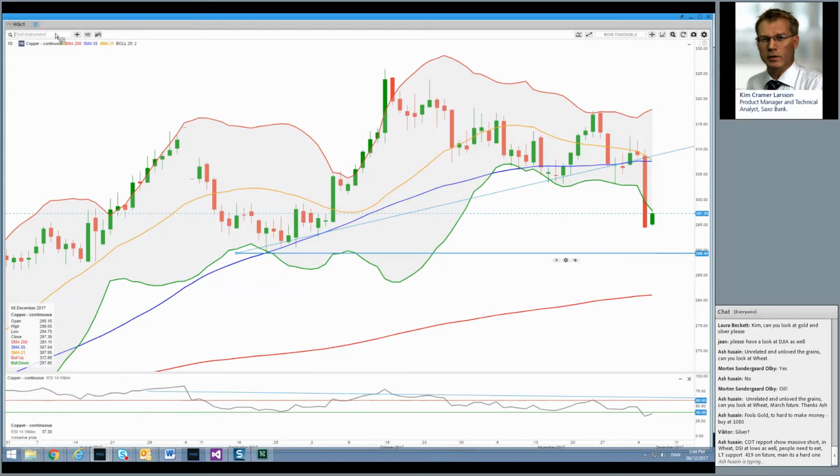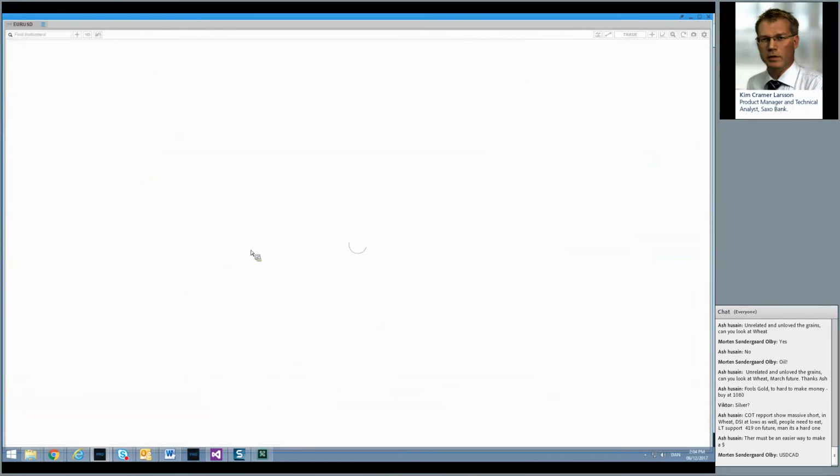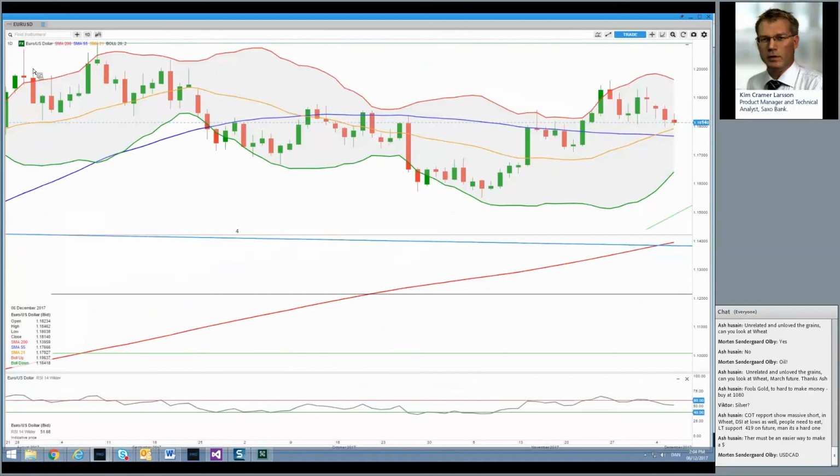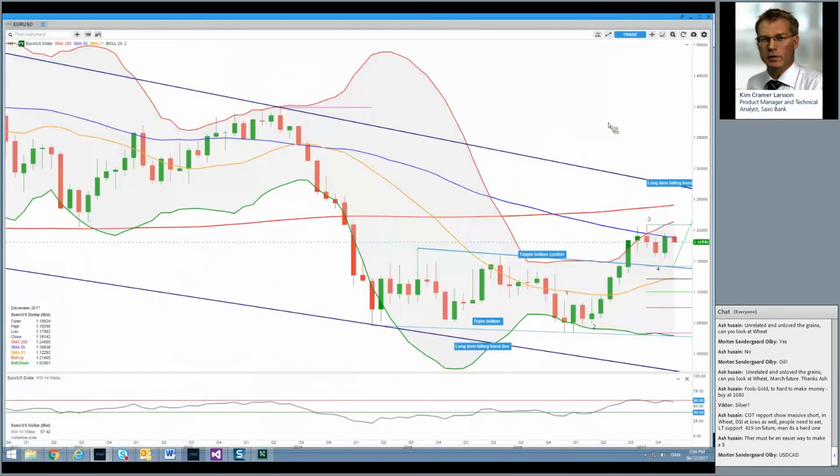All right, let's move on to some of the FX pairs. Let's start with one of the small ones that might interest some of you. And I think we should start with the bigger picture here in euro dollar.